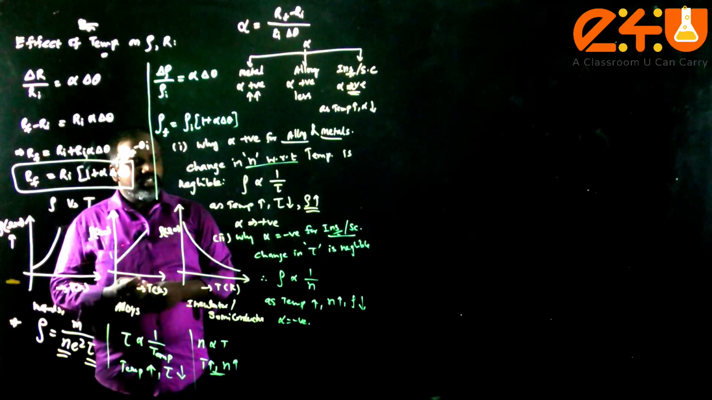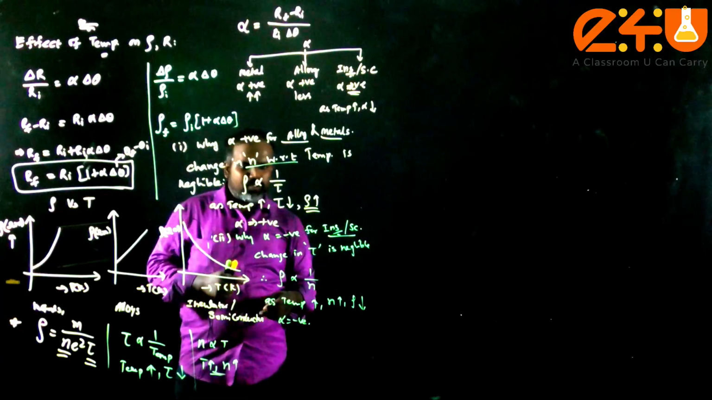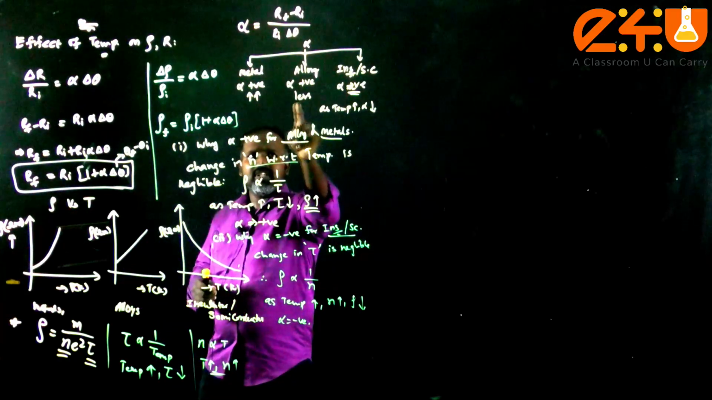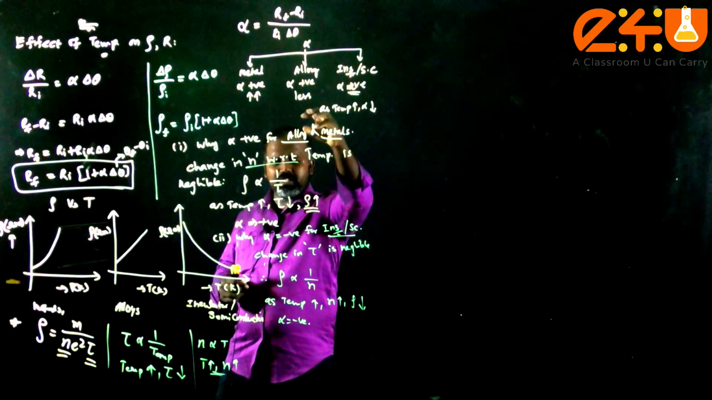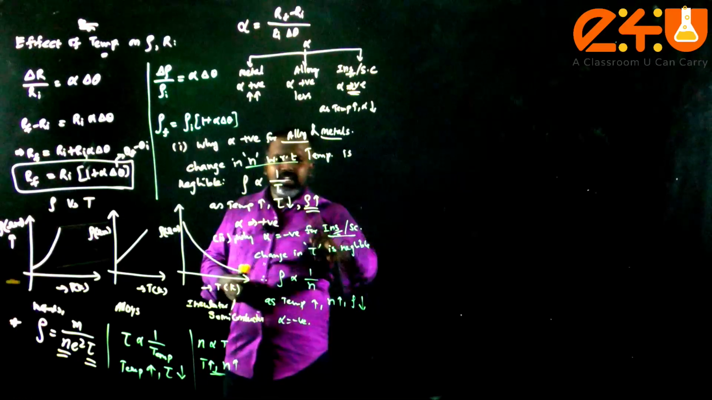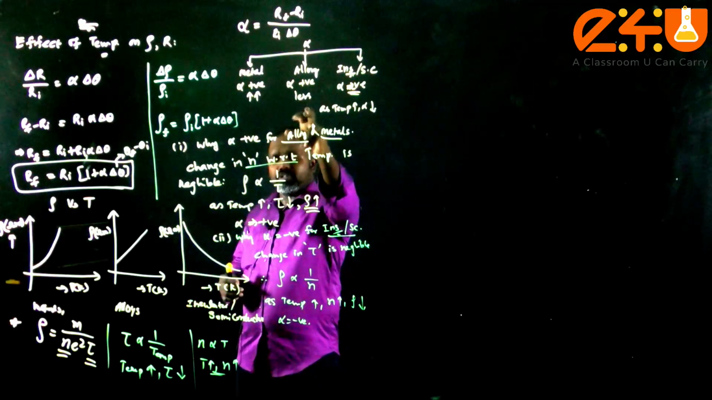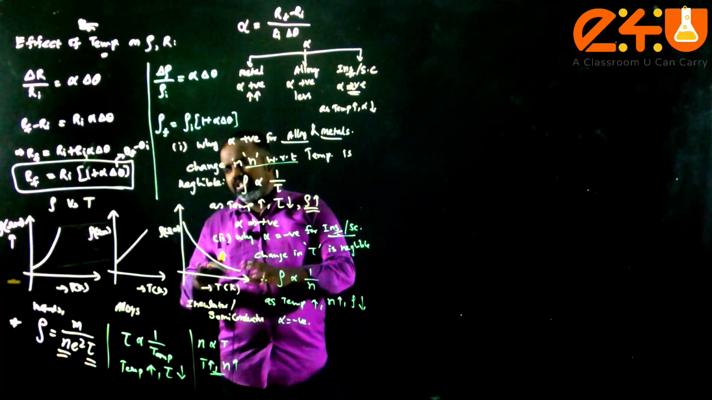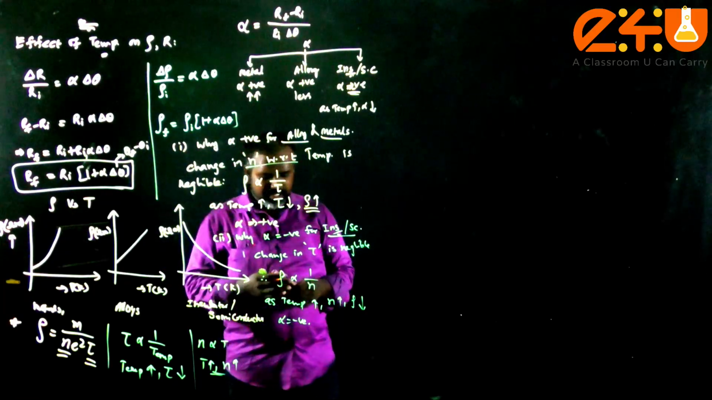And they will ask why alloy materials are preferable to make wire resistance. Their alpha value is less positive, or their change in resistivity for a considerable change in temperature is negligible. So because of that reason, alloys are suitable for making wire resistance. So this is the explanation about the effect of temperature on resistivity and resistance.